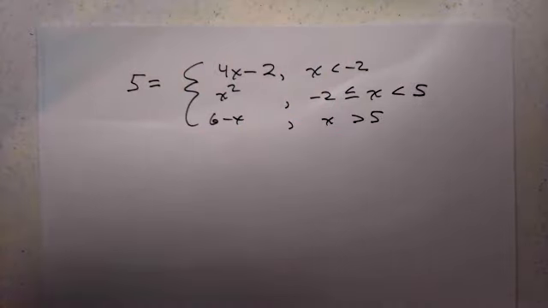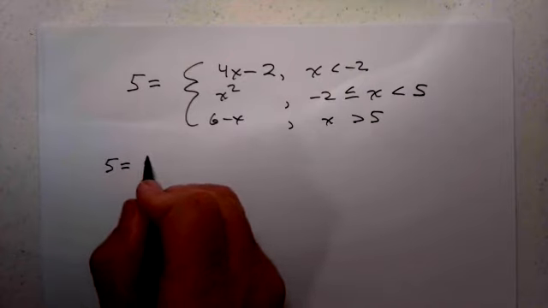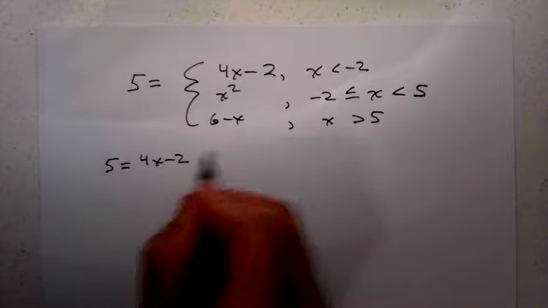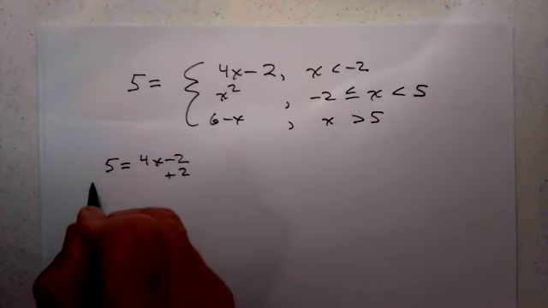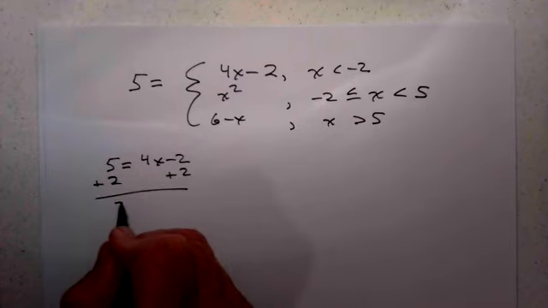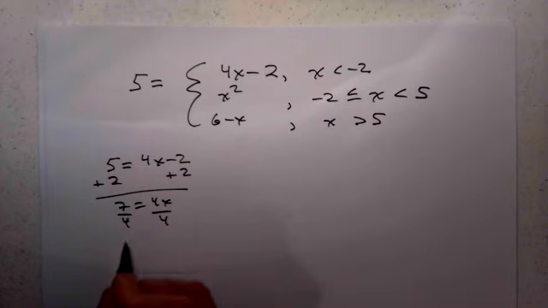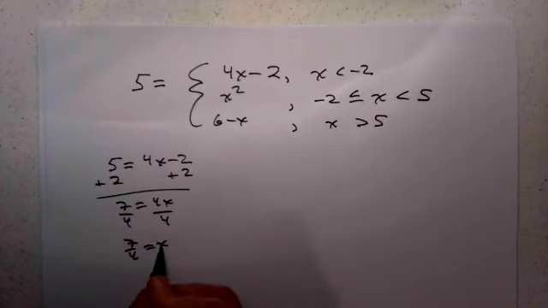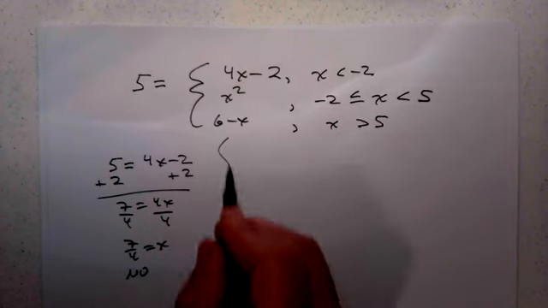Well, let's find out. If I let 5 equal 4x minus 2, does that give me a reasonable answer? 5 is 4x minus 2. No, that's only true when x is less than -2. So if I add 2 to both sides, I get 7 equals 4x. Dividing by 4, I get 7/4 is x. So I can use that if x is less than -2. Is 7/4 less than -2? No, so that's not correct.